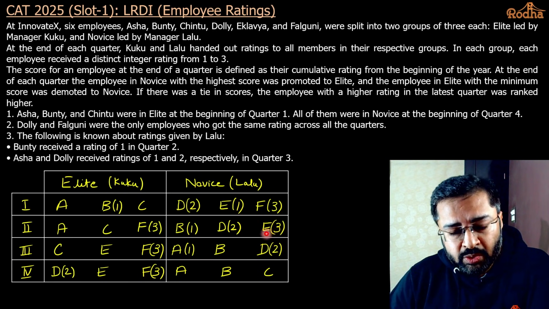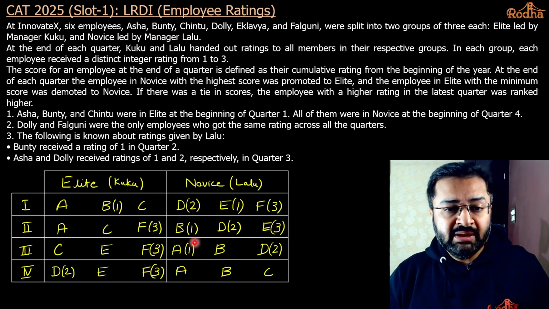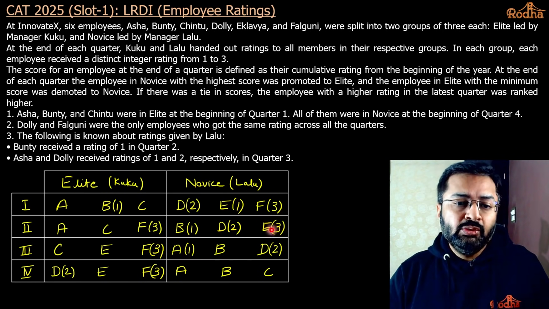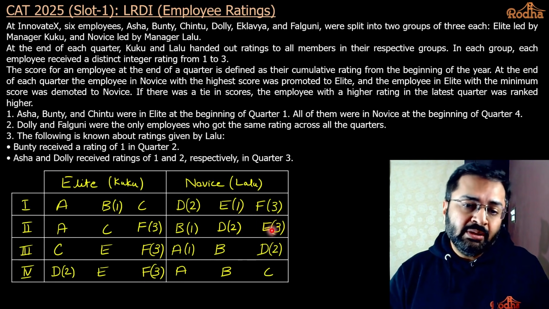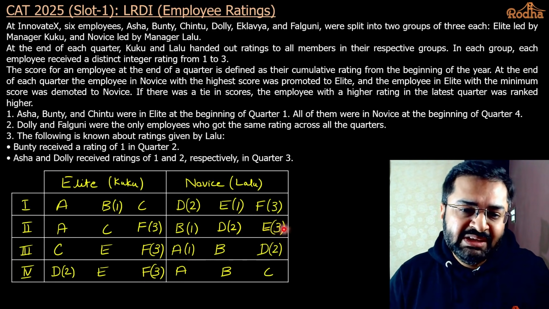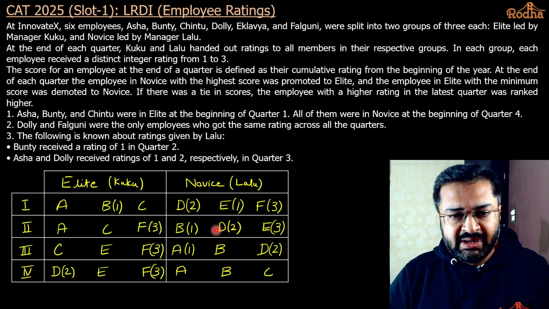And E is also at 4. But why would E come here and not D? Why would E go there? Because the latest rating of E is higher. So E is at 3, fine, and D is at 2.